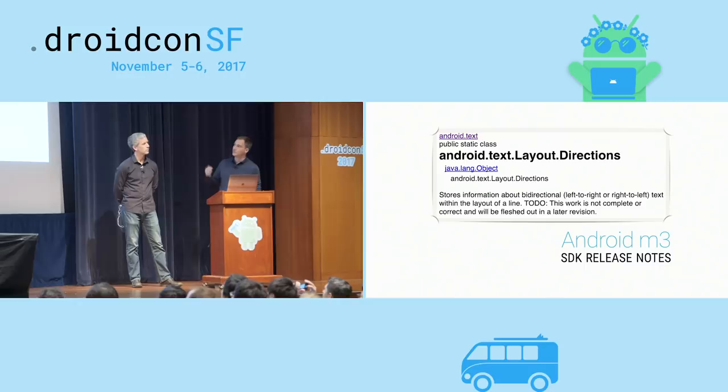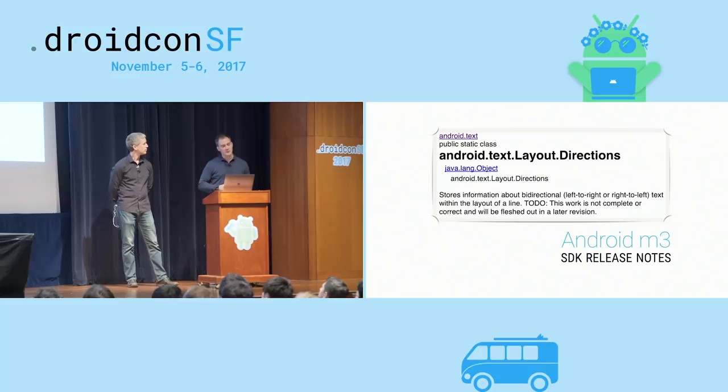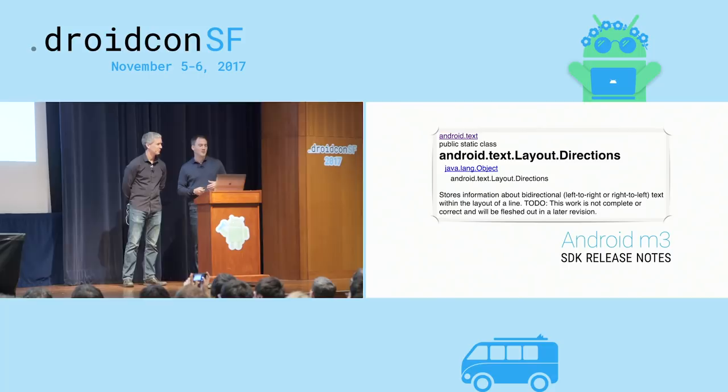android.text.layout.directions. And if you look at the Java doc, it says stores information about bidirectional text within the layout of a line. And there's this beautiful to-do. This work is not complete or correct, and will be fleshed out in later revision. That later revision was Android 4.1. It should have been an eventually, not a to-do. Language is hard. They're still working on Esperanto.